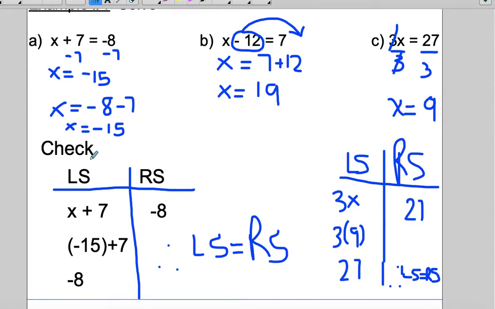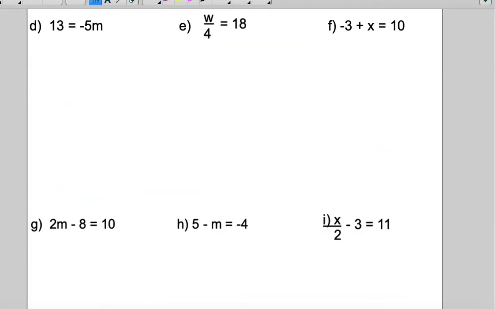So you just need to be aware that if a question's asking you to check, you need a structured check that looks like this. No equal signs, and use the T chart. So let's solve these equations.